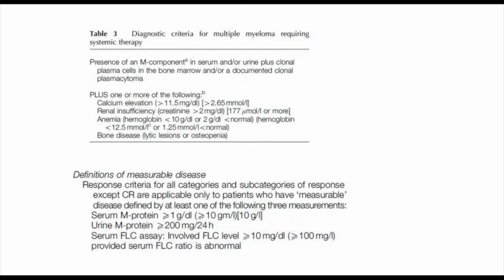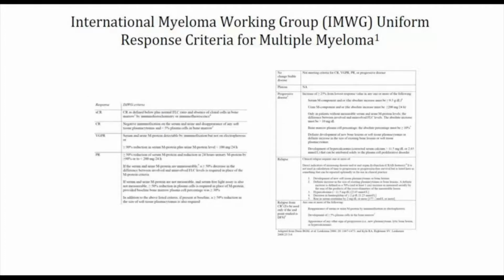Other guidelines include medical decision limits for serum free light chain quantitation and definitions of measurable disease. Specifically, an involved free light chain concentration of greater than 10 milligrams per deciliter is considered abnormal and part of the definition of measurable disease.